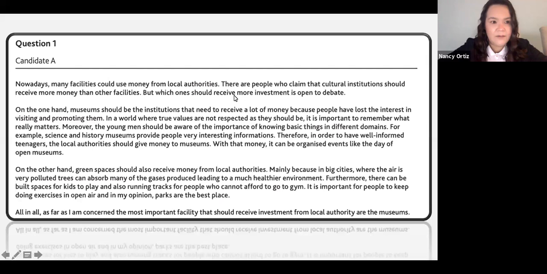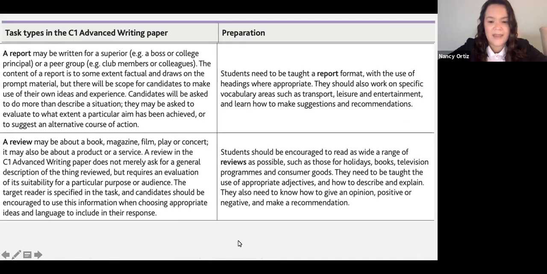Okay, finally, we have a review. Okay, and then I'm going to show you what the students have written as example and how Cambridge evaluated them. So you can see what is really expected from you. A review may be about a book, magazine, film, play, or concert. It may also be about a product or service.